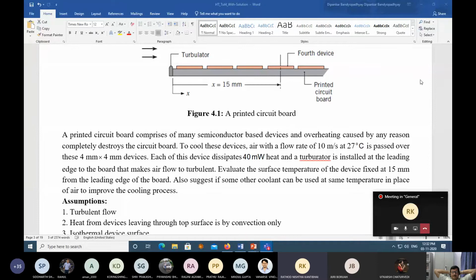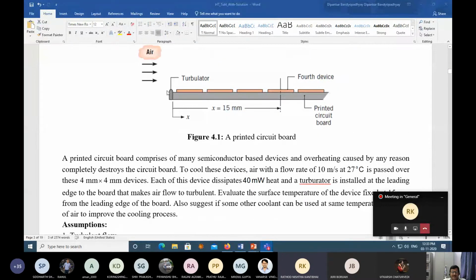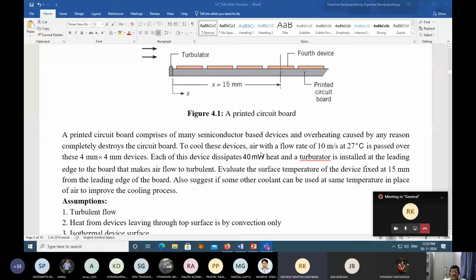We need to find the surface temperature. No, conduction, convection, natural convection, forced convection, boiling, condensation. Which type of problem are we attempting here? See, you have to be very careful. It's convection, right? Is it natural convection or forced convection? You are blowing air, no? Yes. Right. Now, when it is forced, whether it is laminar or turbulent. It is turbulent. Correct.